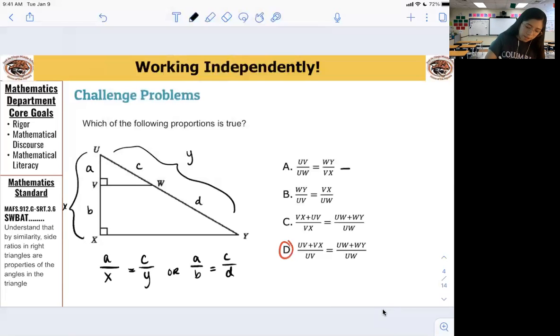So what do they do in A? If you use my letters, what did they do here?